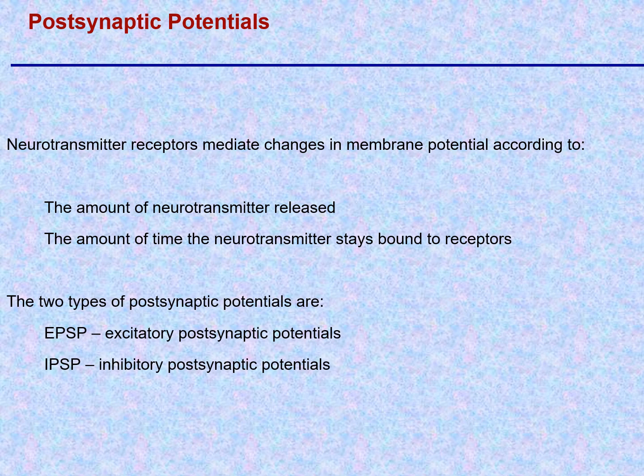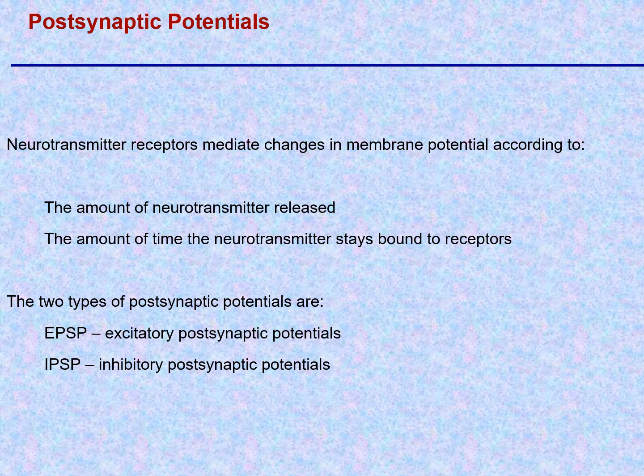Okay, so now let's talk about the postsynaptic side. What's happening in the postsynaptic neuron? The neurotransmitter receptors that are coming across are causing changes in membrane potential on the postsynaptic side, and that depends on how much neurotransmitter is getting released into the synapse and the amount of time that the neurotransmitter stays bound to the receptors. As I mentioned, you can have excitatory or inhibitory effects. It really depends on the neurotransmitter or the receptors that are present.